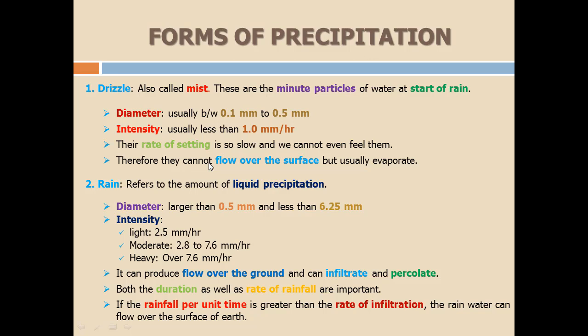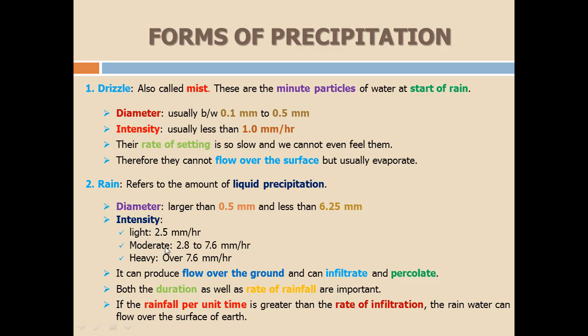The second form of precipitation is called rain. Rain refers to the amount of liquid precipitation. This is the most important form of precipitation. The raindrop's diameter is larger than 0.5 millimeter, because up to 0.5 millimeter it is drizzle, and the maximum drop diameter of rainfall is 6.25 millimeter.